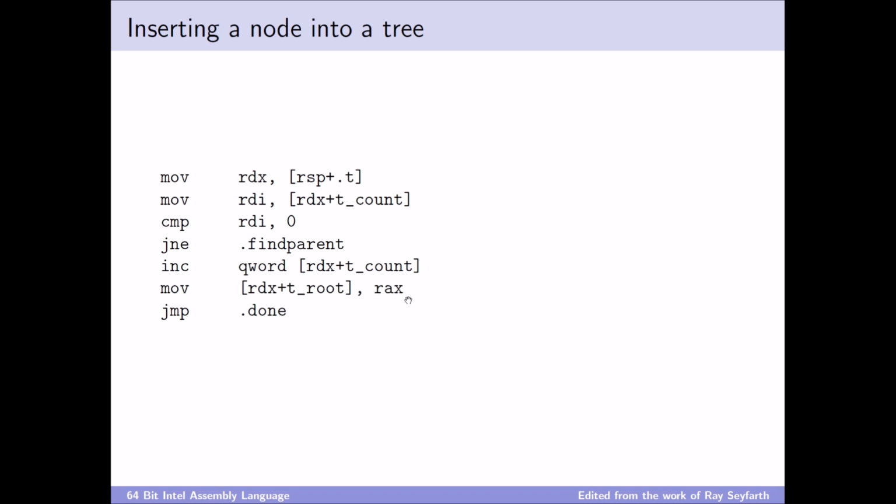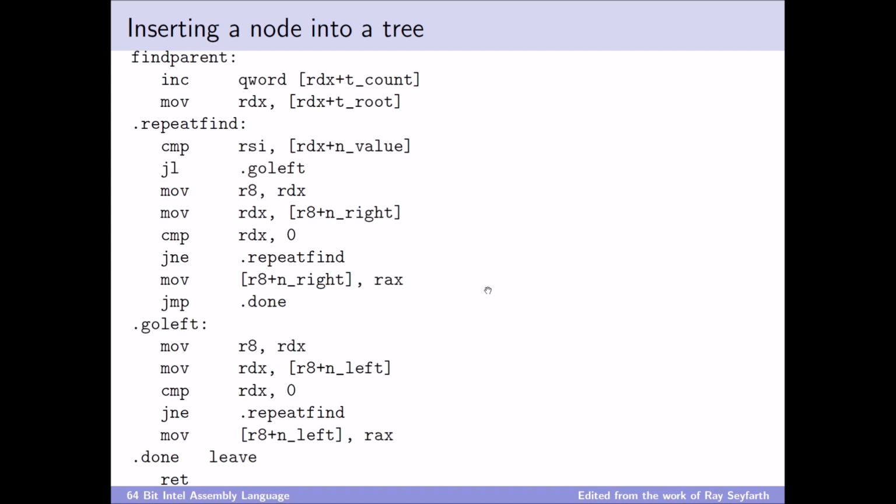Remember, RAX is the pointer to my newly created node from the previous slide. I'm going to move that into the root member variable of my tree. Once that's been completed, I'm going to jump to the end of the function and return, and obviously everything will work out fine because RAX will contain the pointer to our newly created node as we desired.